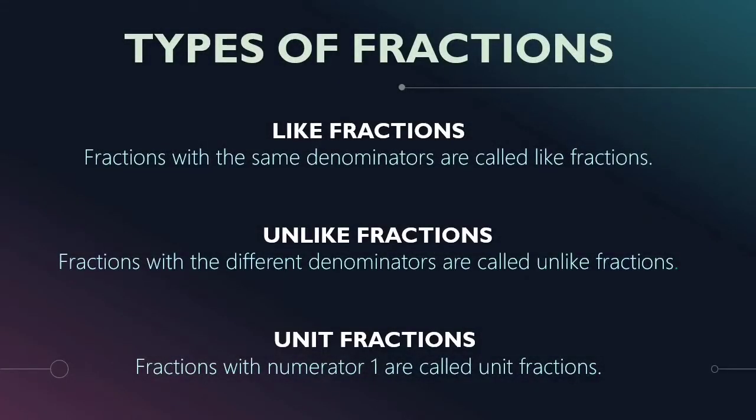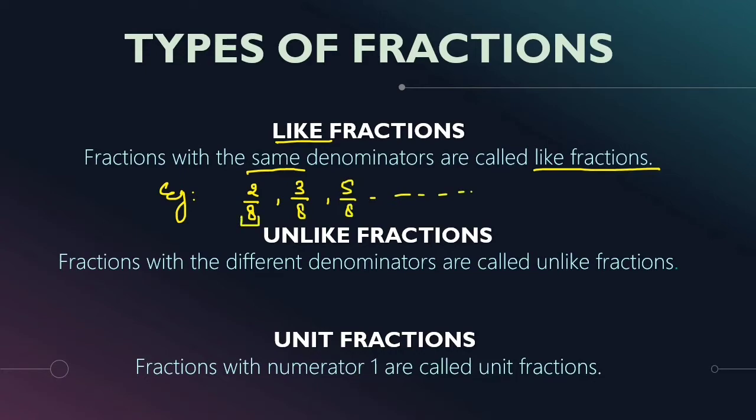The first type of fractions are like fractions. Fractions with the same denominators are called like fractions. For example, 2 upon 8, 3 upon 8, 5 upon 8 and so on. In all these fractions, you can see that the denominators are the same, that is 8. So, they are called like fractions.